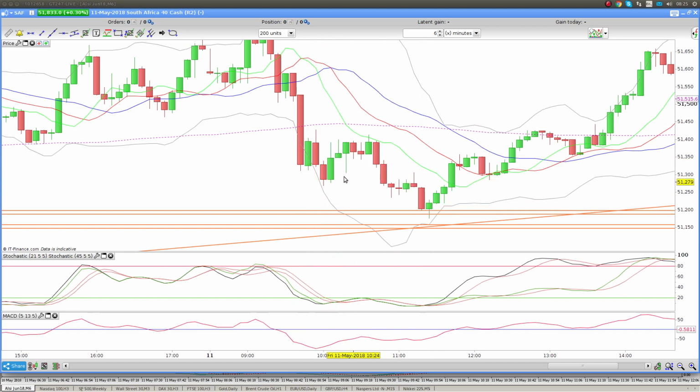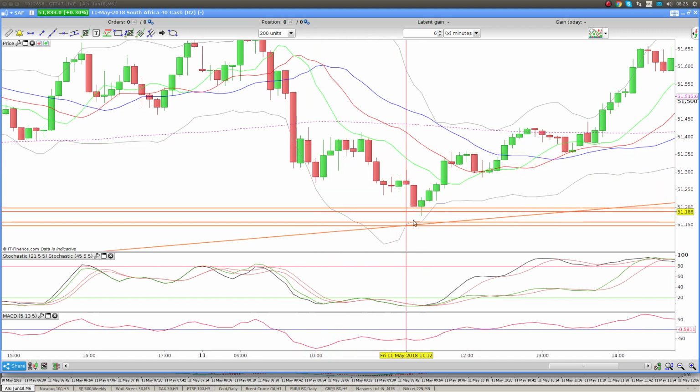So 1, 2, 3. I'm looking for an attack at a level, and here are my levels. So in this area is what I'm looking for price action to give me a signal. Level is my first signal. My groupings of my stochastics here, all of them are grouped together below the 20, well below the 20. It's sitting on the 6. So that's signal number 2. Signal number 3 is divergence. Look here. MACD is heading up, price is heading down. So I've got 1, 2, and 3.